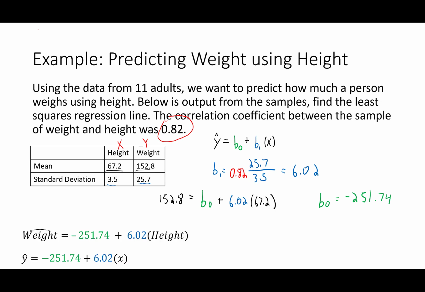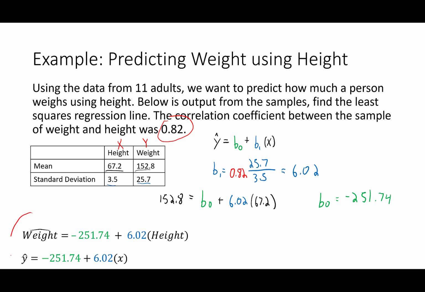Now to write out our full equation, there's two ways we can go about this. We can write our equation in terms of our actual variables, which I think is most helpful. Or we can write them in terms of x and y. So we have weight hat, which is the predicted value of weight, equals negative 251.74 plus 6.02 times height. Or we can write y hat equals negative 251.74 plus 6.02 times x.